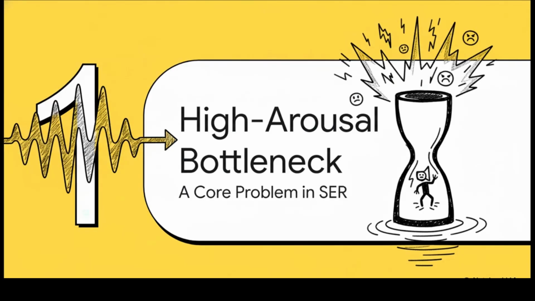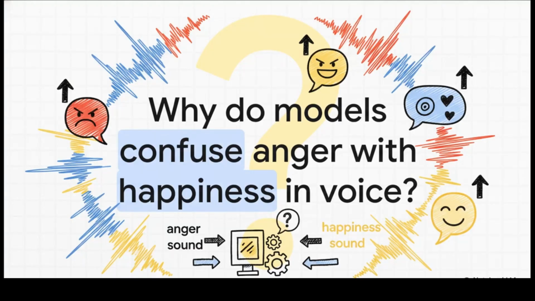So at the very heart of this research is this persistent, really frustrating issue in speech emotion recognition, something the authors refer to as the high arousal bottleneck. Okay, so what does this bottleneck actually sound like? I want you to think about someone shouting in anger and then contrast that with someone laughing with pure joy. Both are loud, they're high-pitched, and they're just packed with energy. Well, to a machine learning model that's just looking at the raw audio signal, those two events can look remarkably, almost spookily similar, and that leads to a lot of confusion.